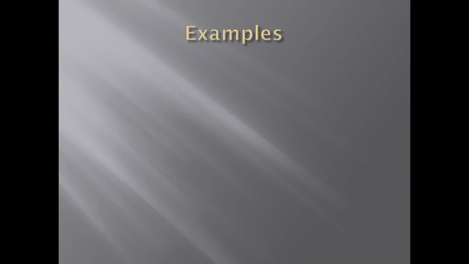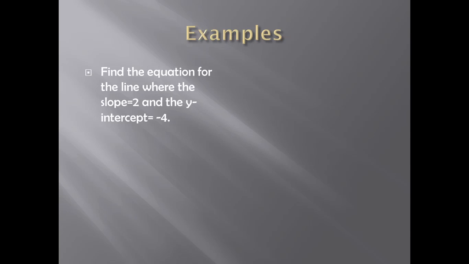So for one example, we're going to take a problem. Here we go. We're going to find the equation for the line where the slope equals 2 and the y-intercept is negative 4. First we're going to plug in the givens. Obviously the slope is the m. Remember, m is slope, so m is going to be 2. B is equal to negative 4 because the y-intercept is b.